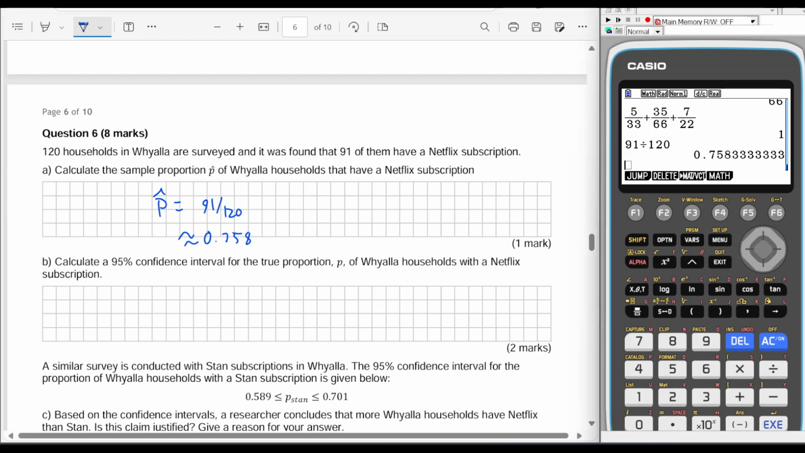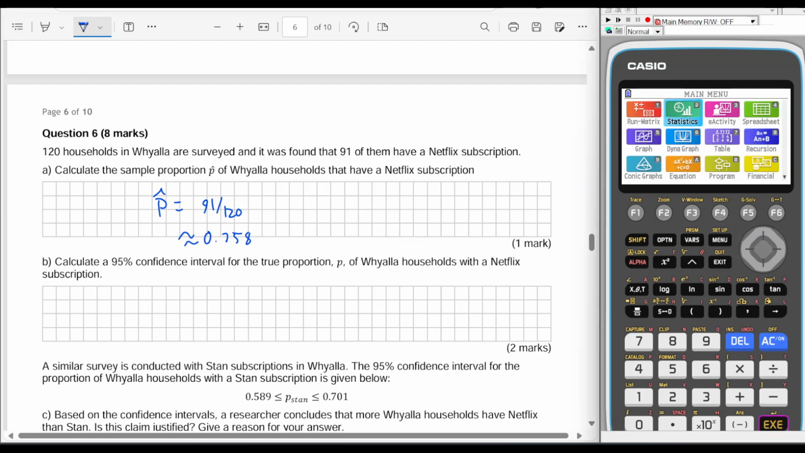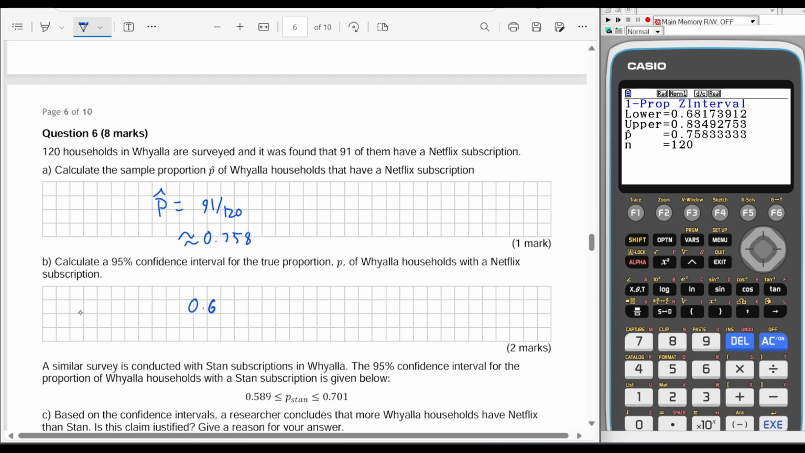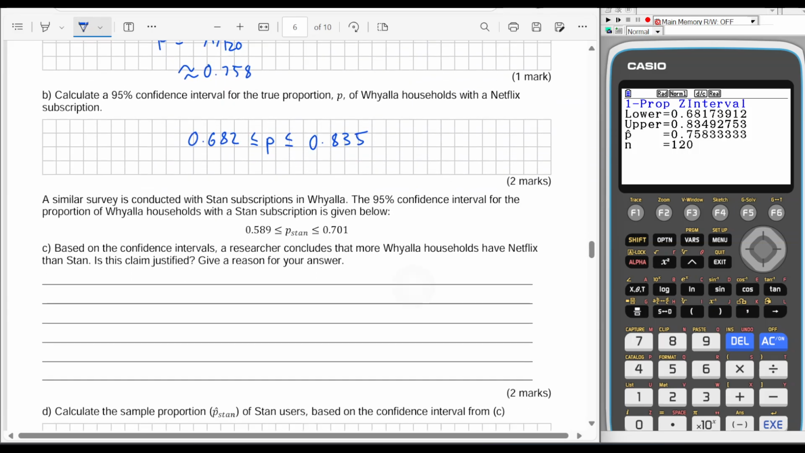Then we want to calculate a 95% confidence interval. So we're going to go into Stats, Inter for interval, 1 prop, 95, x was 91, n was 120. Execute that, and we see we got 0.682 less than p, and p is less than 0.835. Cool. So between 68 and 83% of Whyalla households would have a Netflix subscription. That's what we see there.